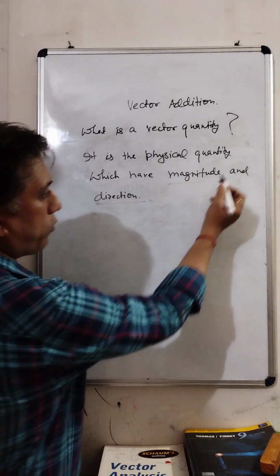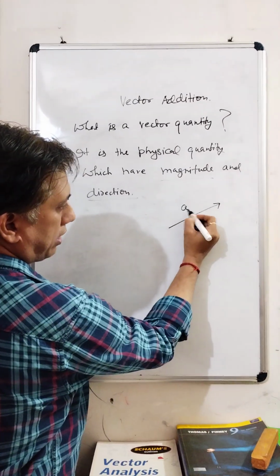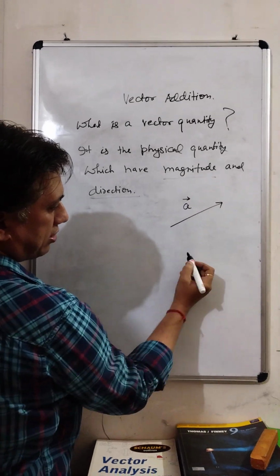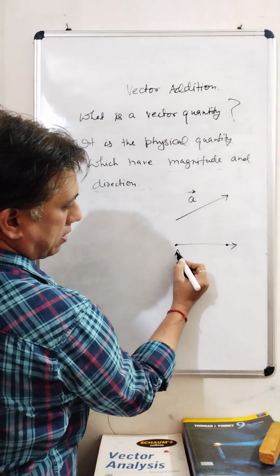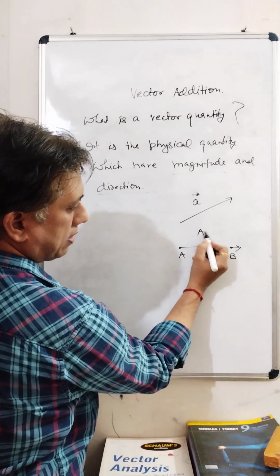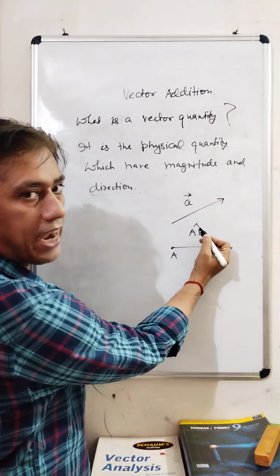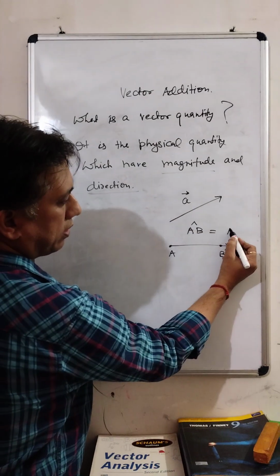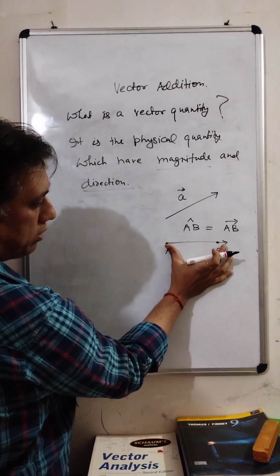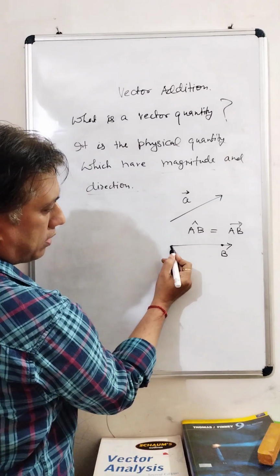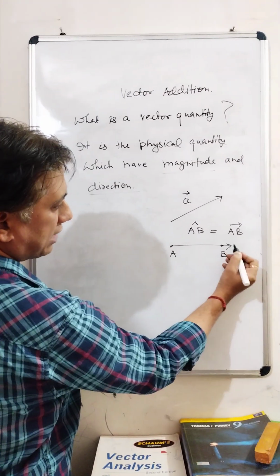So a vector quantity is represented in the form of a vector, like this. This is denoted with a hat. So this is a vector. This is the magnitude, from head to tail. This is the magnitude, and this is the direction.